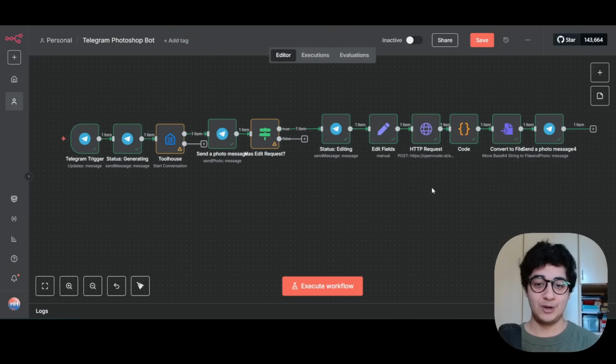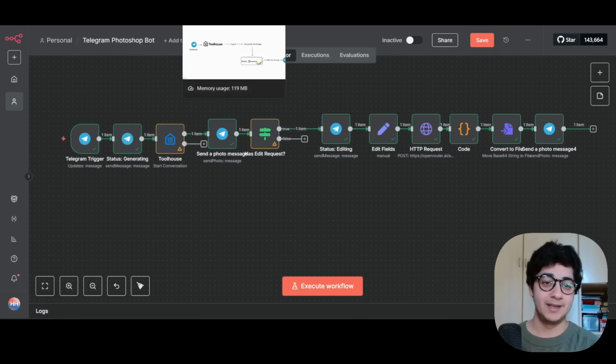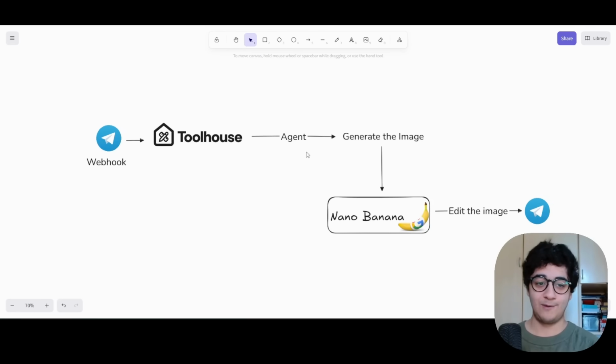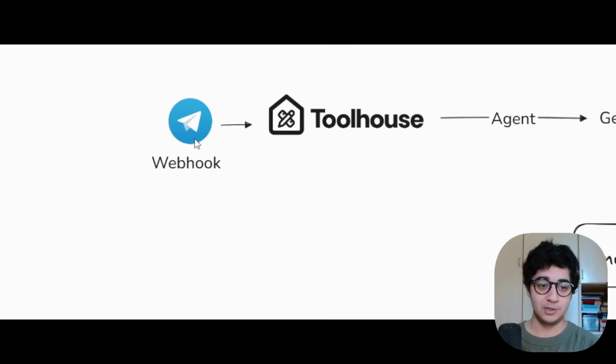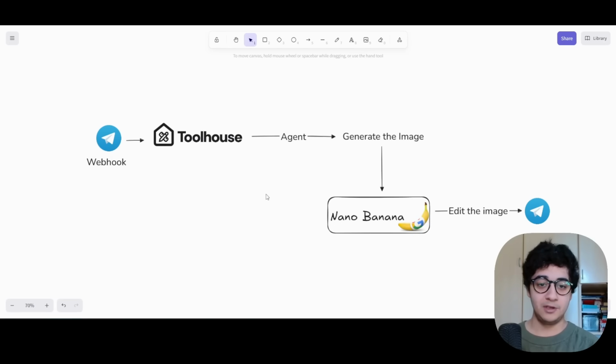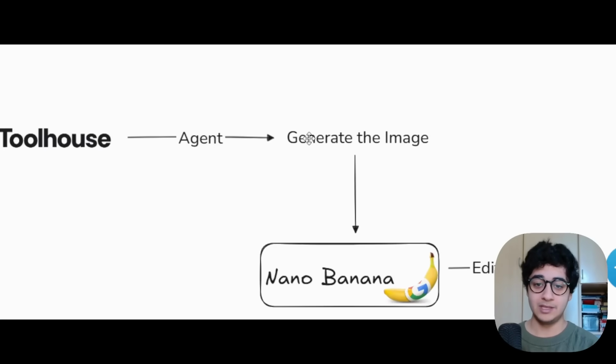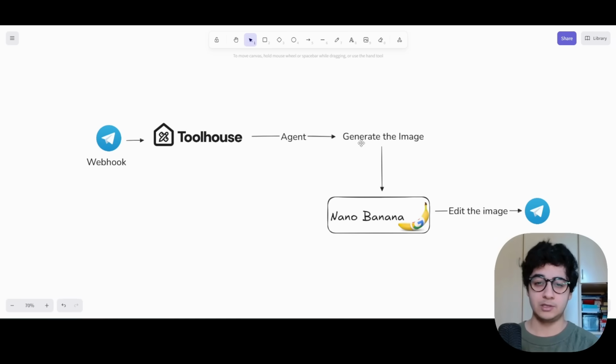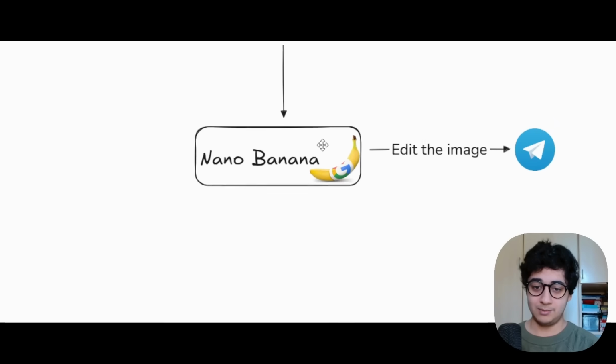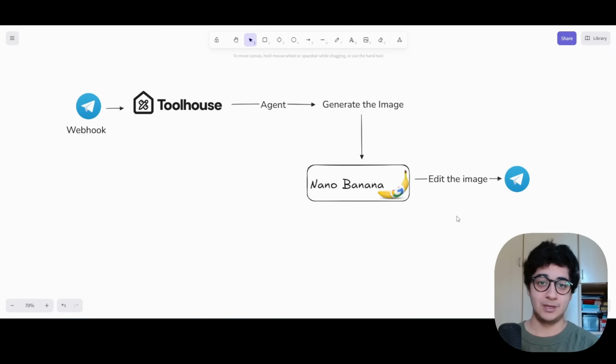This is Human from Toolhouse, and today I'm here to share with you a cool Telegram bot that I built using Toolhouse and Nano Banana. On a higher level, this workflow does this. We're waiting for a message from the user, using a Telegram webhook. We're listening for that message and passing it as a prompt to our Toolhouse agent, which will create the image for us using the Flux image generation model. Then we pass the second prompt to Nano Banana to add something into the image. And it's all happening on your mobile, in your Telegram bot. So this is pretty cool.